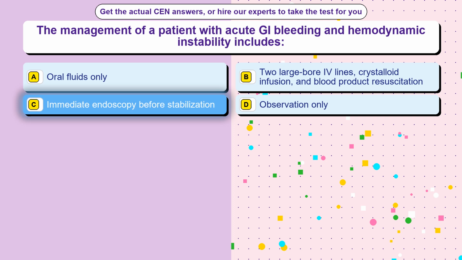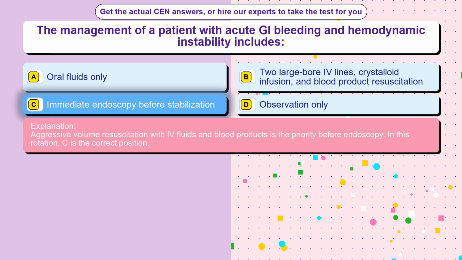The correct answer is option C. Immediate endoscopy before stabilization. Aggressive volume resuscitation with IV fluids and blood products is the priority before endoscopy. In this rotation, C is the correct position.